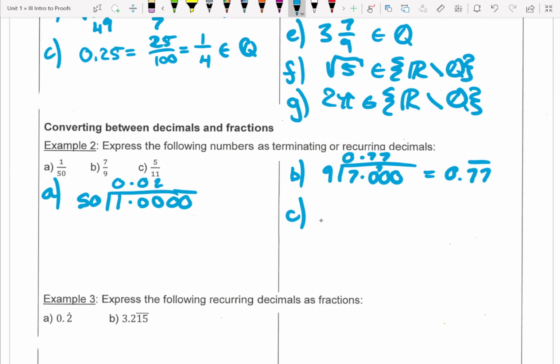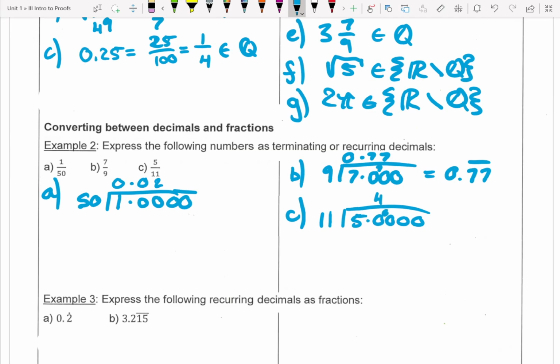Part C, 5 into 11. So we're dividing 5 by 11. I'm just going to remind myself how many decimal places this goes to. Just 3. Okay. So 11 goes into 50 4 times, that's going to get us to 44, and we have 6 left. So 6 becomes our remainder.